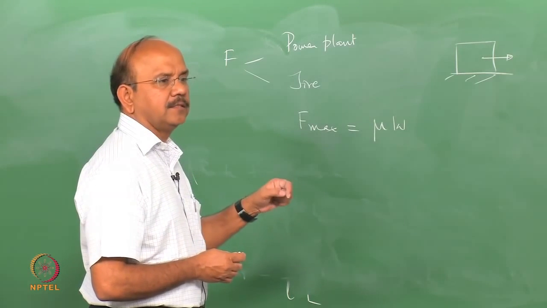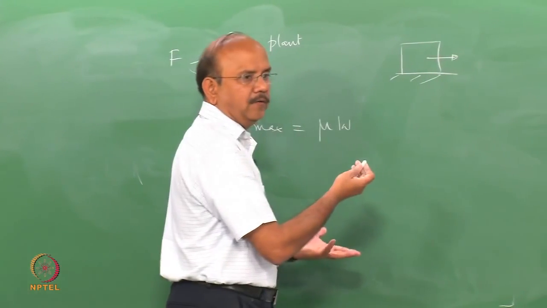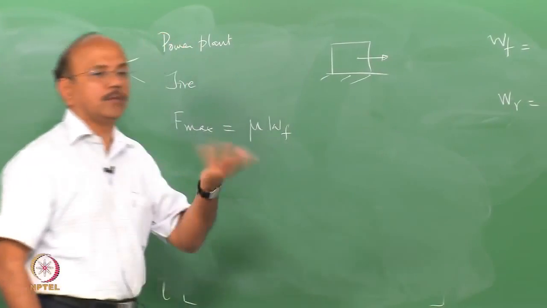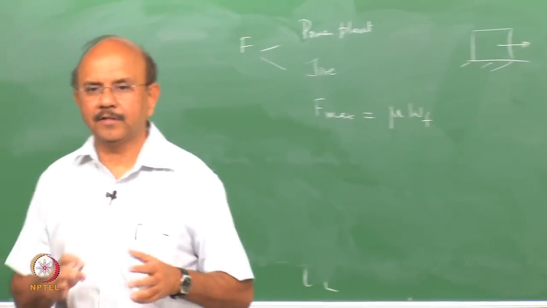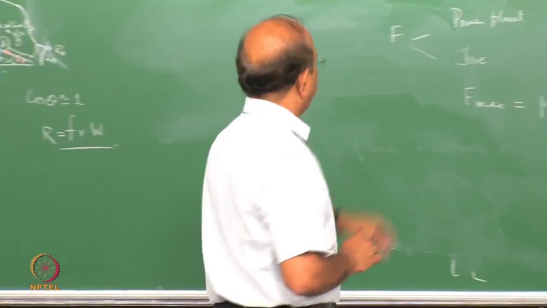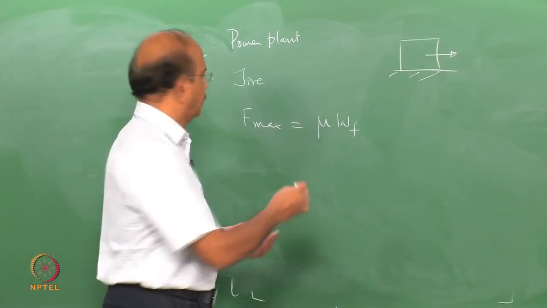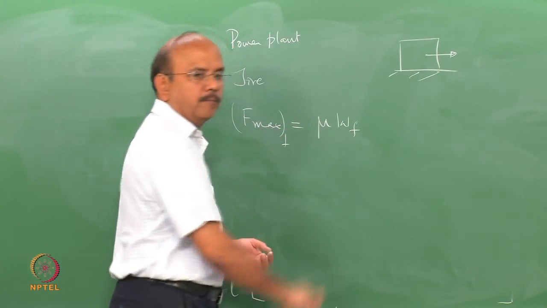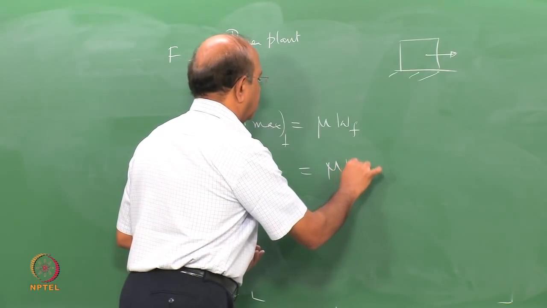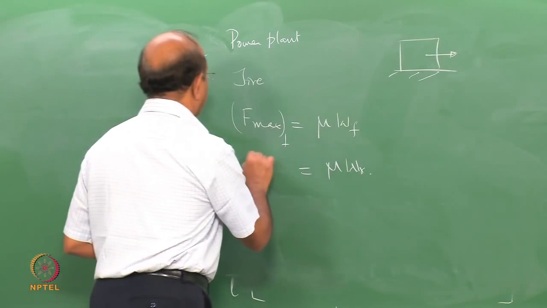That brings us to the difference between a front wheel drive and a rear wheel drive. Obviously, it can also be four wheel drive, but let us now look at only the front wheel and the rear wheel drive. So, if it is a front wheel drive, mu Wf is the maximum force, and if it happens to be a rear wheel drive, then mu Wr will be the maximum force.